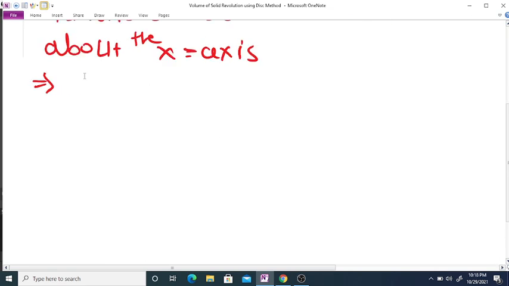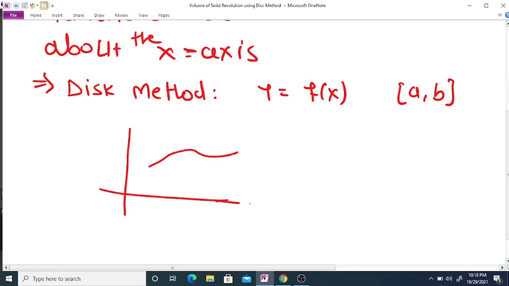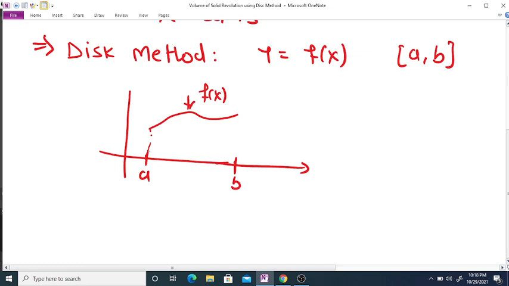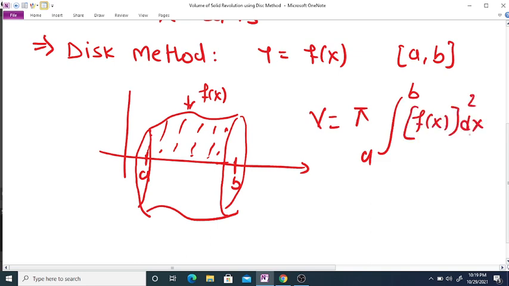pi about the x-axis. So again, by using the disk method, if y equal to f of x is the given non-negative function between an interval a to b, suppose this is the function, then the solid obtained by rotating this function y equal to f of x about the x-axis, so this is the solid we obtain by rotating this function about the x-axis, is, using the disk method, volume is equal to pi times the integral from a to b of f of x squared dx.